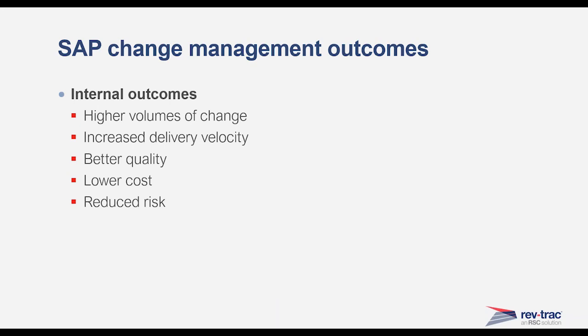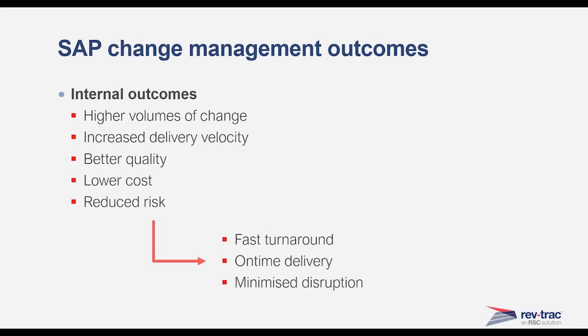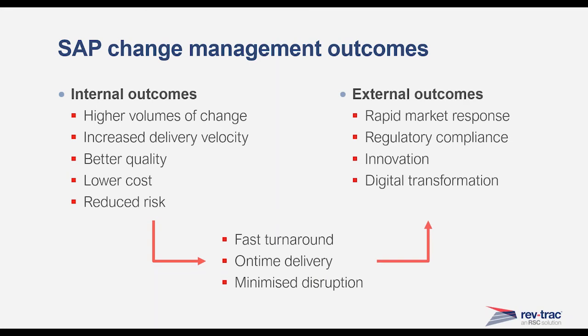If an SAP IT team can do this, then they'll be able to turn around their change requests very quickly. They'll be able to deliver their projects on time, and they'll be able to do this with minimized disruption to the business as well. And for the business, well, this is really where the rubber hits the road. They will be able to rapidly respond to market and regulatory changes. They will be able to display more innovation and be able to move towards those digital transformation goals far more quickly as well.